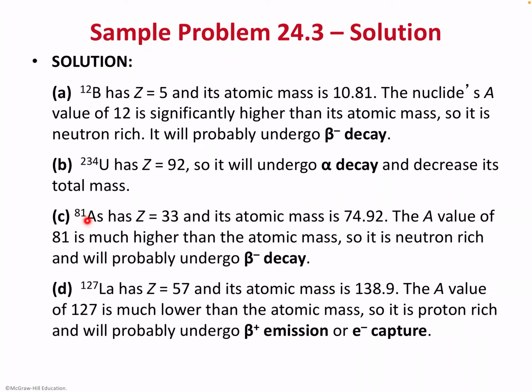The third one, arsenic-81, atomic number 33. You look up arsenic, number 33, in your periodic table and you will find 74.92 is the atomic mass, and then you compare it with 81. Which one is bigger? The one that is given is bigger. Z doesn't change, 33, so it has more neutrons. The A value of 81 is much higher than the atomic mass, so it is neutron rich and will probably undergo beta decay.